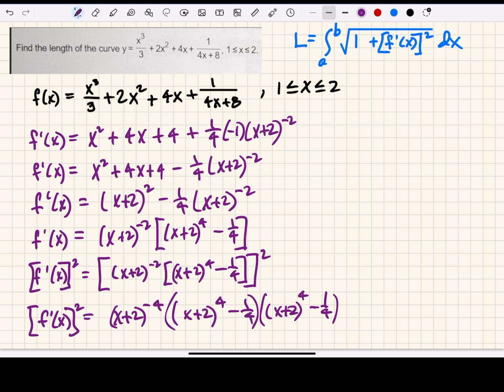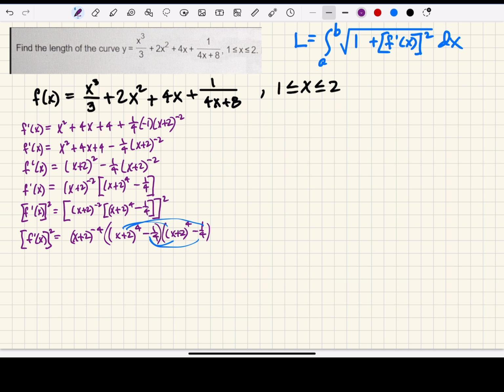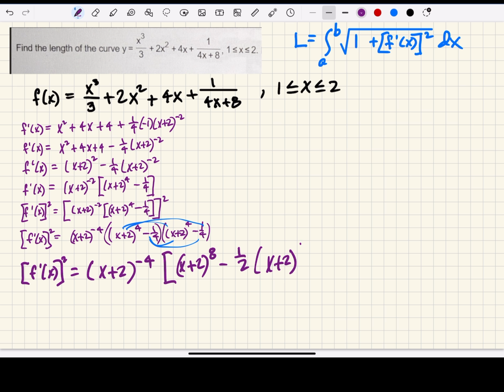Now we should multiply out the second and third factors. So we would have the square of the first derivative would be equal to x plus 2 to the negative 4 times, we'd have x plus 2 to the 8th power minus 1/2 x plus 2 to the 4th power plus 1/16.